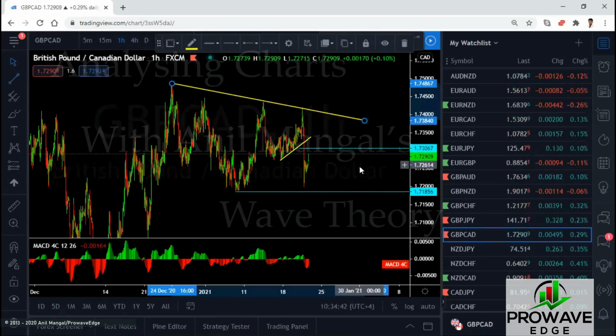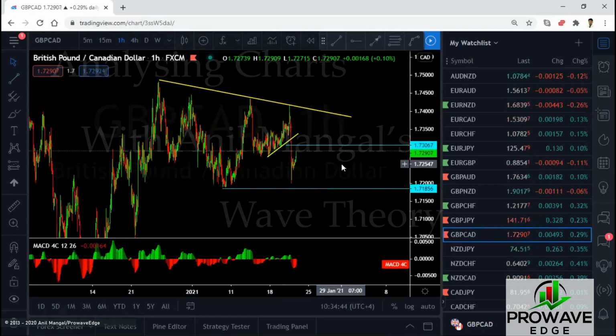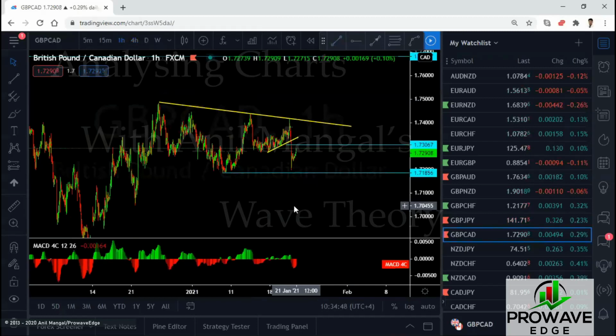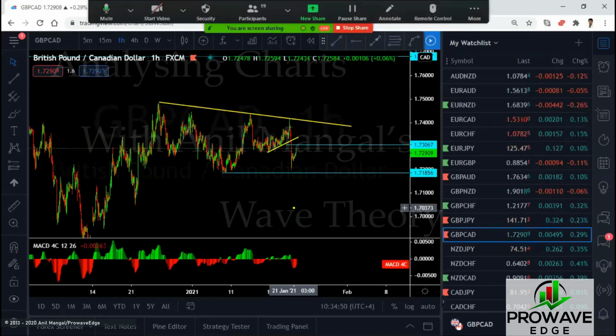This big picture is upside. The only question is, is this pattern complete? If it doesn't break the low, I'm not quite sure it's completed, which means this becomes a flat of its own. We go back up, we come back down, and then we go. By not breaking the low, it has changed the structure I'm looking for, because I was expecting it to break the low, complete that structure, and go back up.